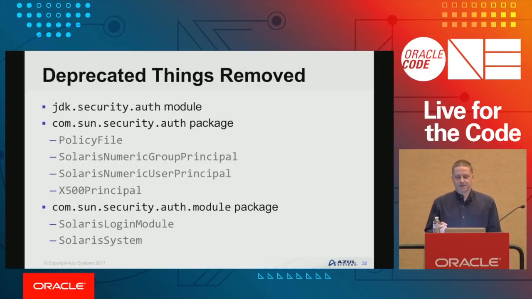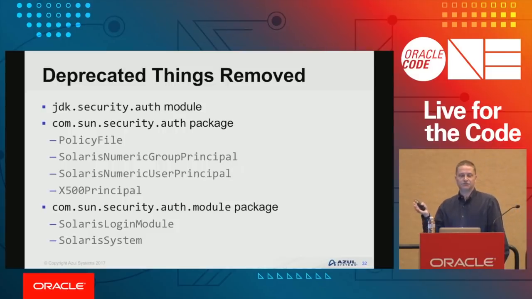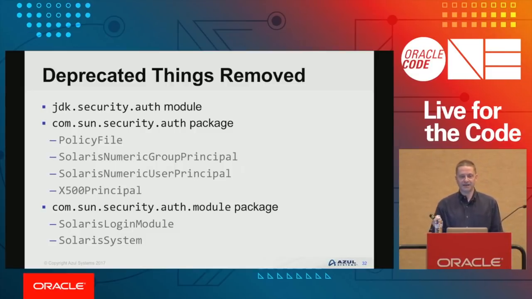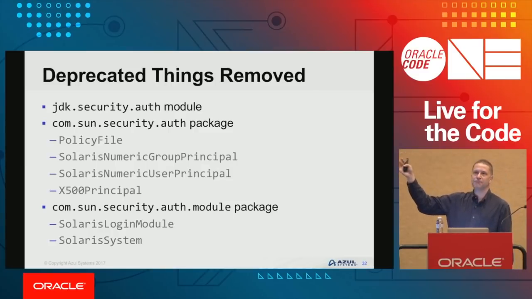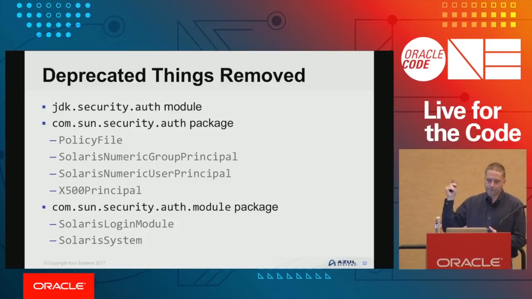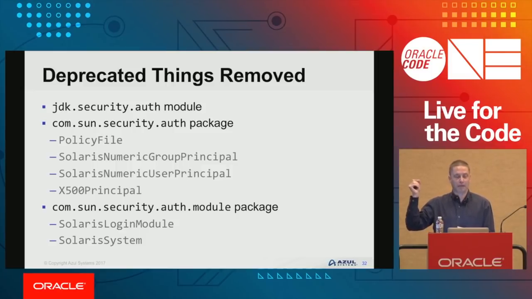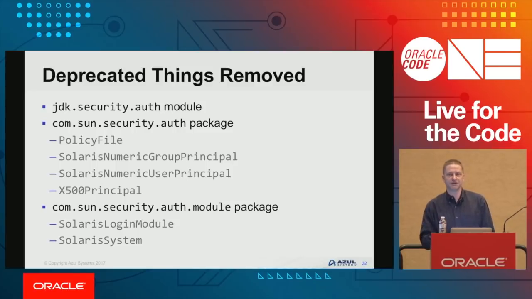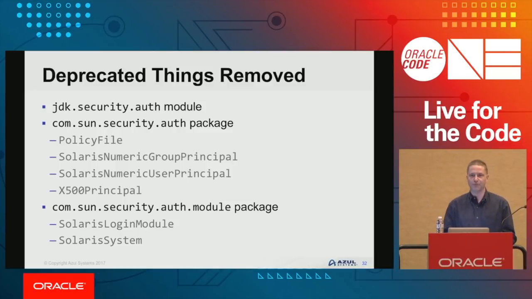Things that were deprecated that are now removed. So there's the entire jdk.security.auth module. That's gone. The com.sun.security.auth package has had several parts disappear, mostly around things to do with Solaris. So there's a couple of Solaris things there, policy files, X500 principal. And in the com.sun.security.auth.module package, again, a couple of Solaris specific things have been removed.